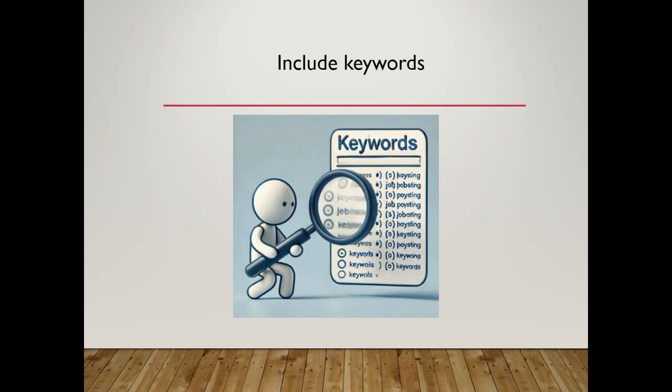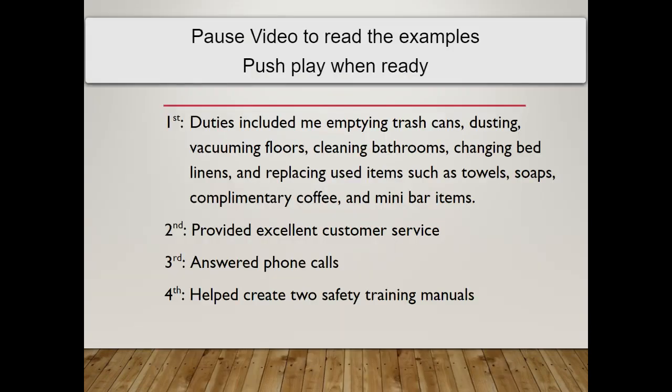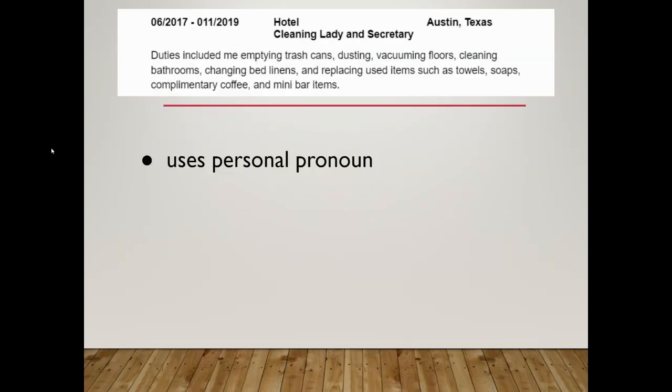So you do want to pay special attention to the keywords from the description of a job you're applying for. If they are calling something a multi-phone line system instead of answered phones, use multi-phone line system if you know what one is and have actually used one before. But right now, we're going to specifically focus on the job duties and applying these 5 tips. Pause the video to read these 4 examples.